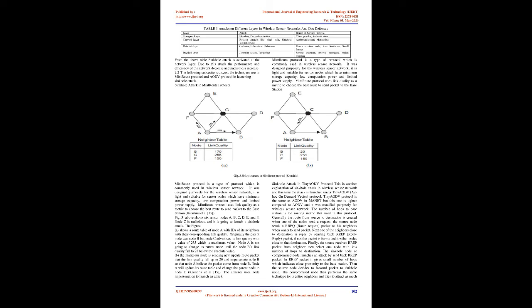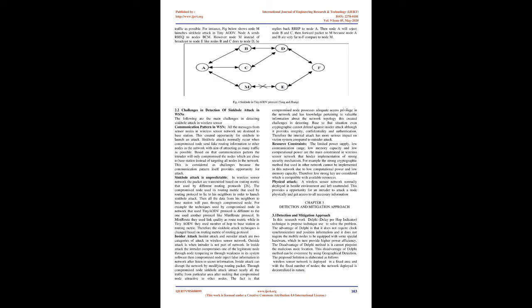Mint Root Protocol is a type of protocol which is commonly used in wireless sensor network. It was designed purposely for the wireless sensor network. It is light and suitable for sensor nodes which have minimum storage capacity, low computation power and limited power supply. Mint Root Protocol uses link quality as a metric to choose the best route to send packet to the base station. Fig. 3, Sinkhole attack in Mint Root Protocol, Crontirus.